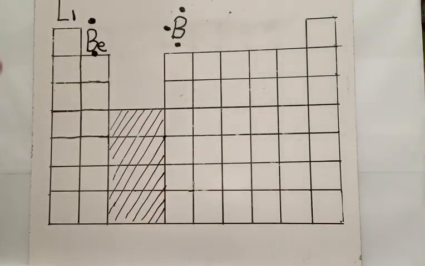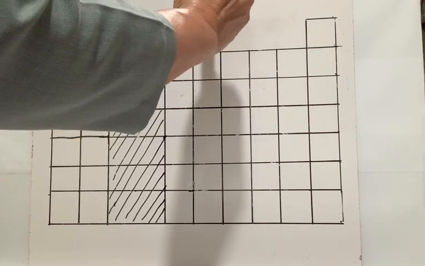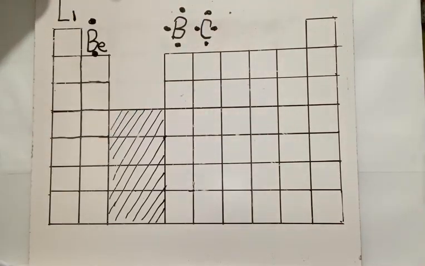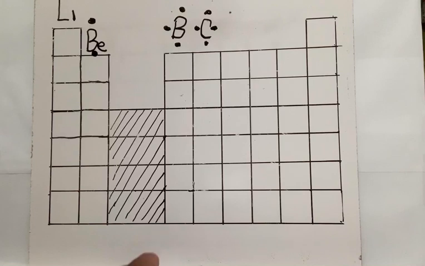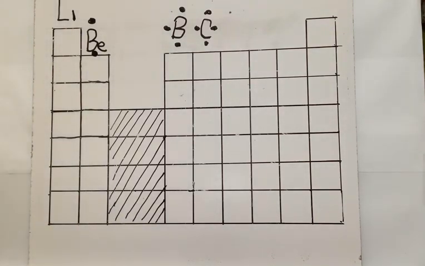So, therefore, we will represent this group 4 with carbon. 1, 2, 3, and 4. Okay? I think you are recognizing a trend at this point in time. Am I right? So, let us proceed now to group 5A.